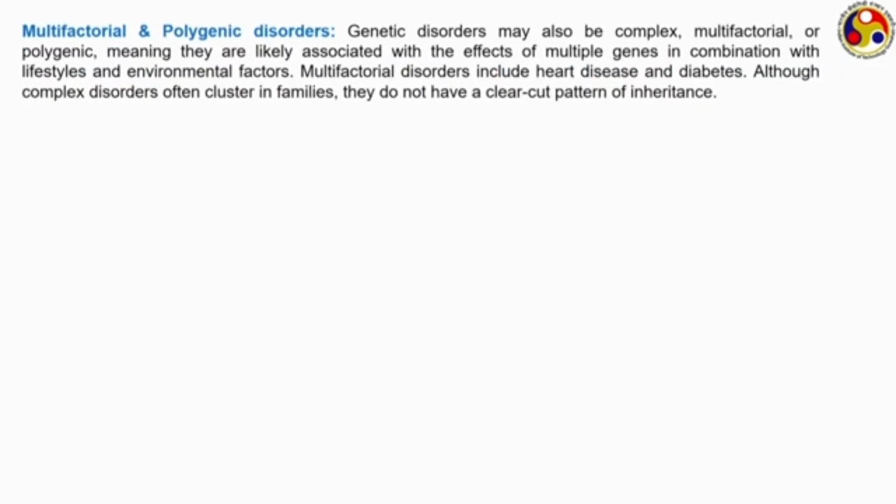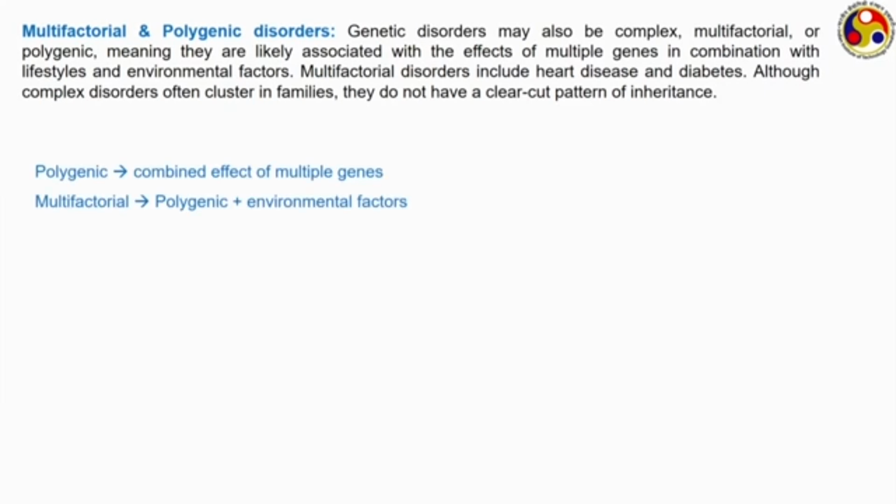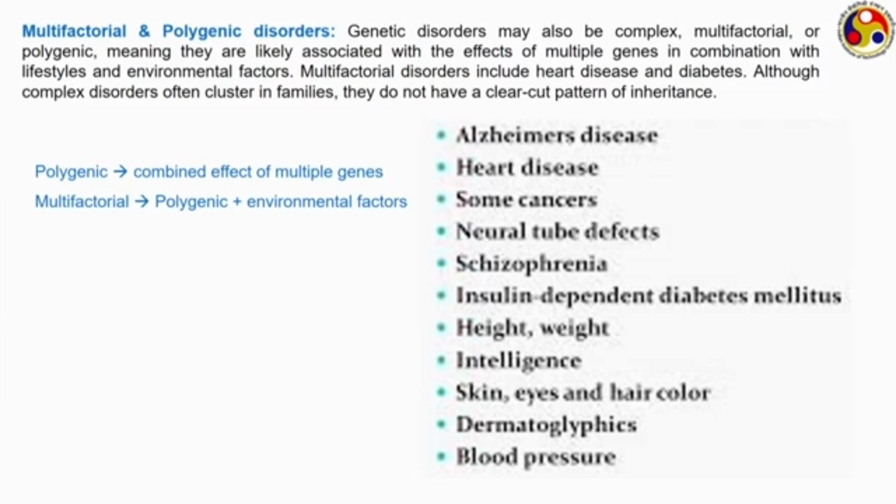The multifactorial and polygenic disorders are where we have much more complicated effects, which are likely to be the effect of multiple genes in combination with lifestyle and environmental effects. The term polygenic refers to when the result is the combined effect of multiple gene interactions, and multifactorial refers to polygenic plus some kind of environmental or lifestyle related effects. So, there can be several kinds of examples.